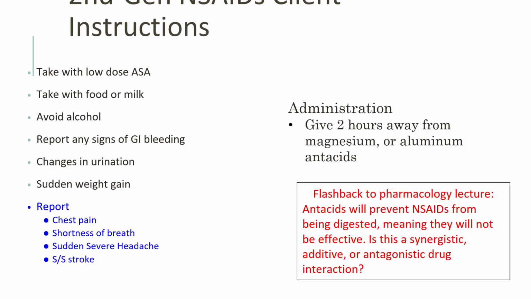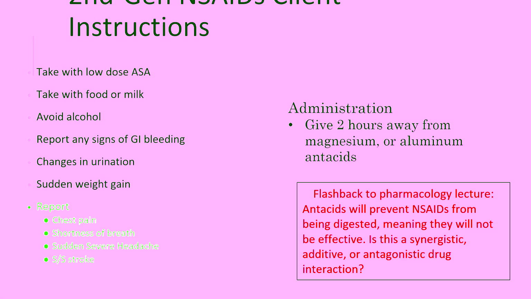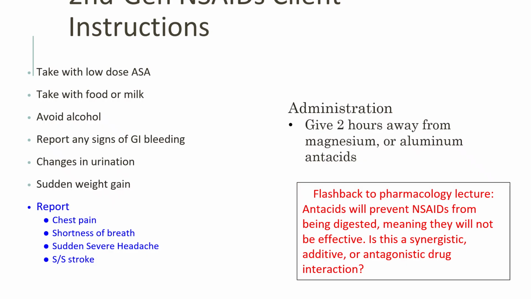We are going to give Celebrex the second generation NSAID. We need to take it with low dose aspirin, not high. Still take it with food and milk. It can still upset the stomach. Definitely avoid alcohol, still the bleeding, changes in urination, weight gain. Those are not changed. So once you get that idea for NSAIDs, they're across the board for that class of drug. But the difference between the first generation, second generation is that cardiac component.